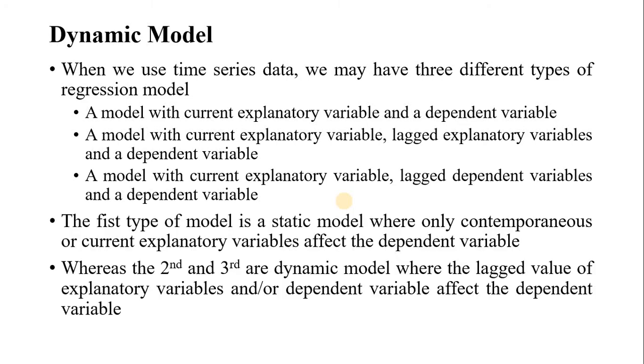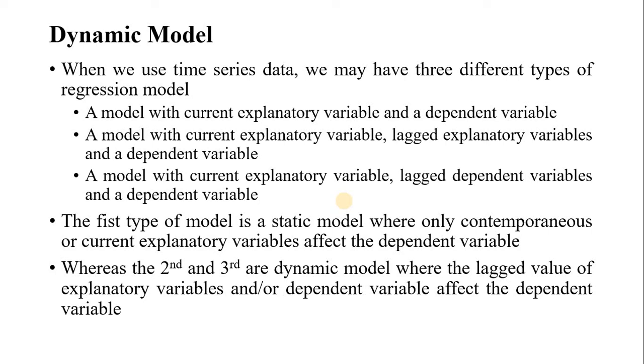So in these three models, the first model is known as a static model. You might have learned static and dynamic equilibrium. What is a static model? A static model is where only current values will have an impact on your dependent variable. Consumption depends on my current income. Quantity demanded for a commodity depends on current prices. So this type of a model is known as a static model.